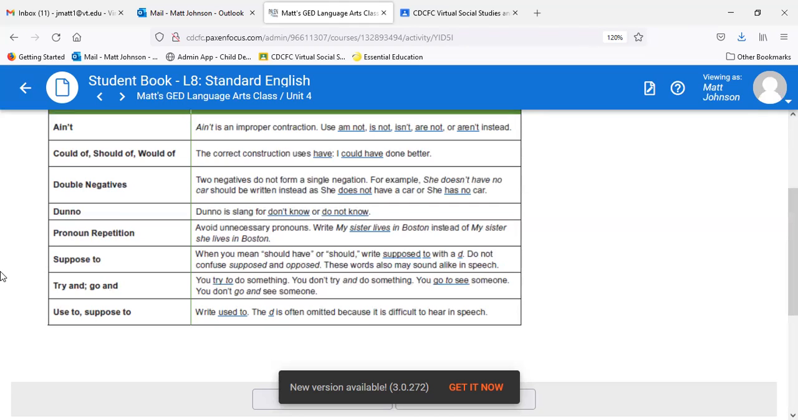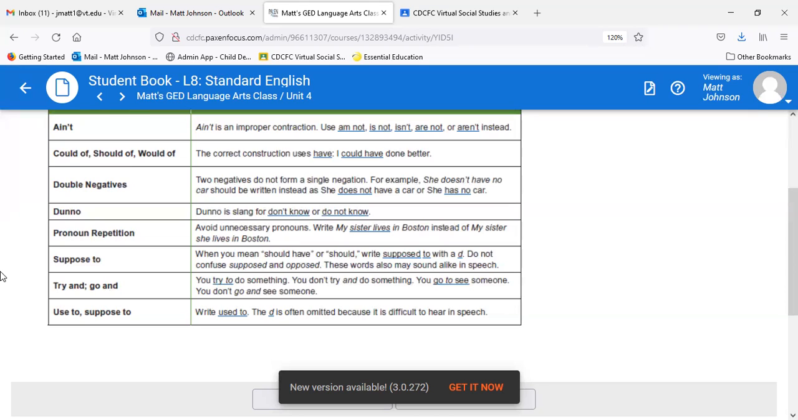Another one: supposed to. You need to add the D, because that needs to be past tense. Used to is also one that runs together, so it should be U-S-E-D T-O, used to. Same thing with supposed to. You put those sounds together and it doesn't sound like you're sounding out a D next to that T. So when you mean "should have" or "should," you can write "supposed to," but make sure the D is added to the end. Same thing with used to.